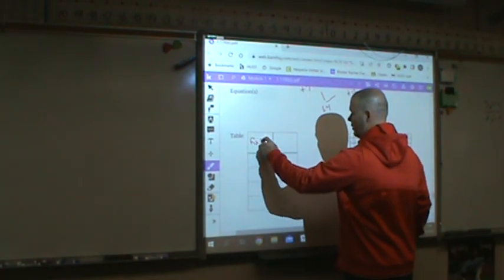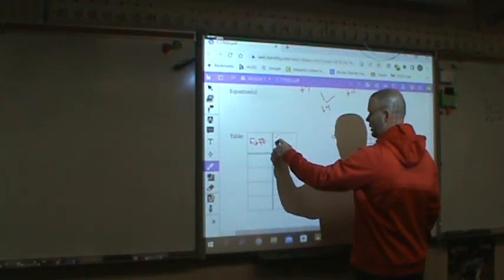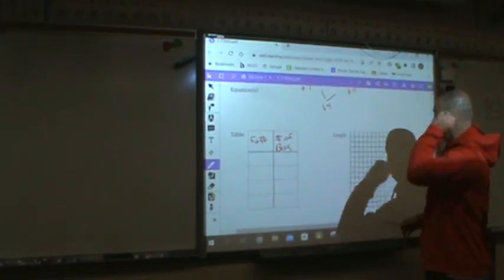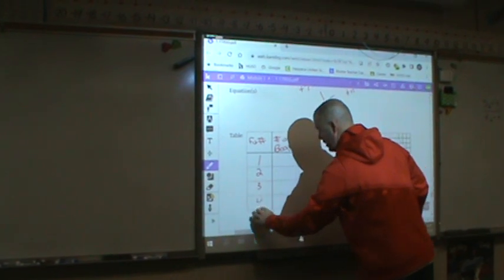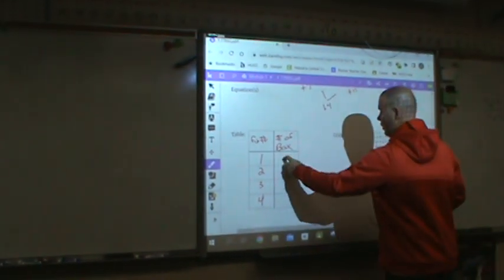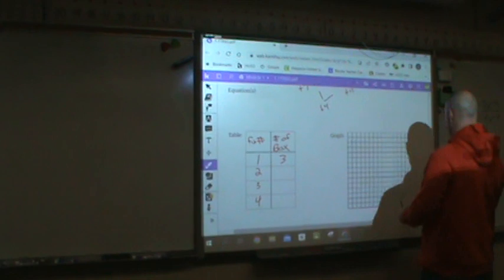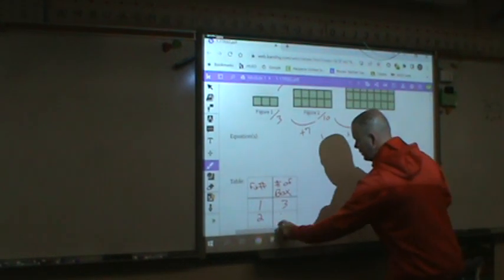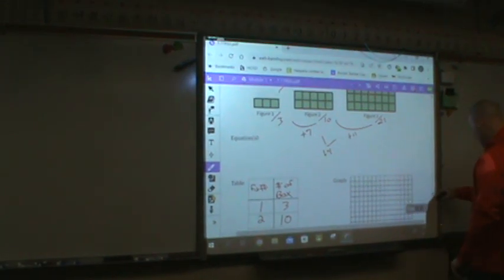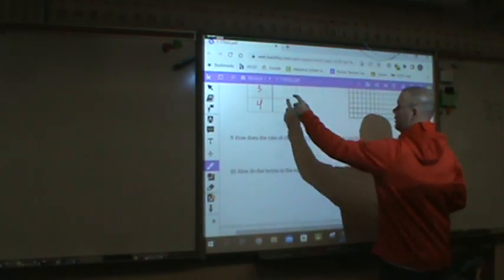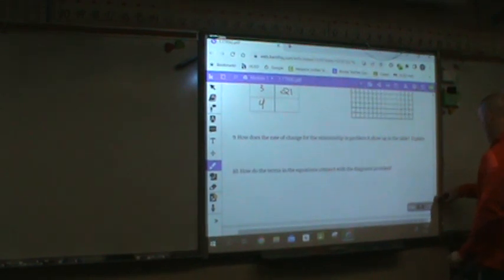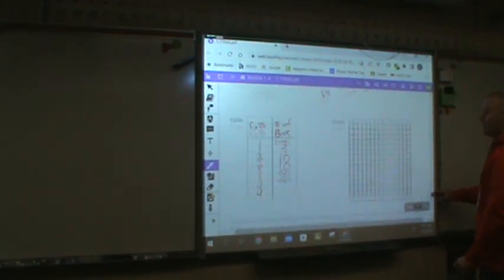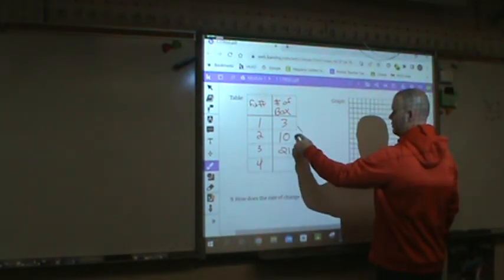So this would be figure number, and this would be number of boxes, and I pretty much have the table filled out already. 1, 2, 3, 4. In figure number 1, we had 3. In figure number 2, we had 10 and then 21. So 10 down here, we had 21. And this is going to help me figure out how many are in figure 4. We should be able to do this with the three pieces of information.